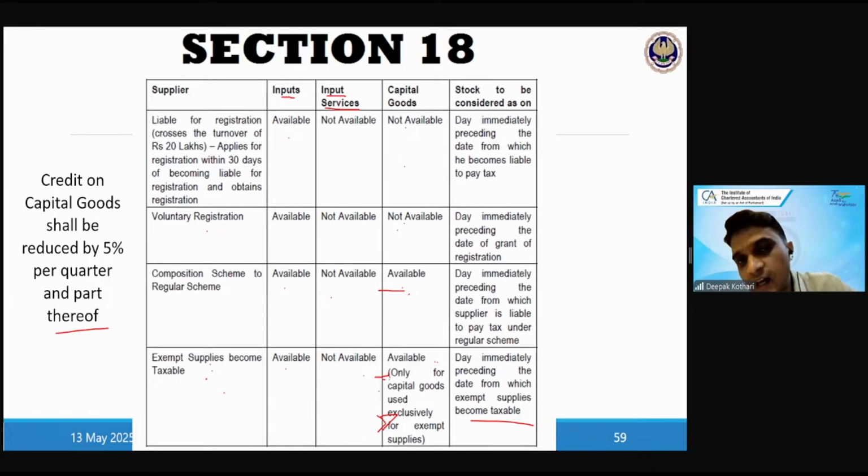ठीक है. एक साल बाद वो कैपिटल गुड्स आपने जो परचेज किए हैं और अभी जो आप एग्जेम्प्ट सप्लाई कर रहे हो, एग्जेम्प्ट सप्लाई टैक्सेबल सप्लाई होती है. Now you have used the capital goods for 1 year and now it is getting taxable. And the provision says you will be able to claim the credit of the capital goods. Yes, but the usage what has happened for 1 year, उतने का depreciation जो है उतना कम करना पड़ेगा. So you have to reduce the depreciation by 5% per quarter.